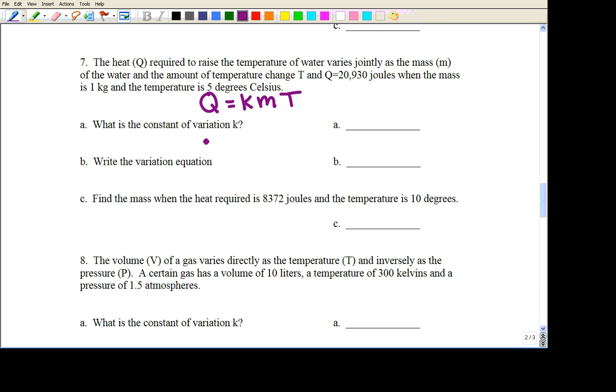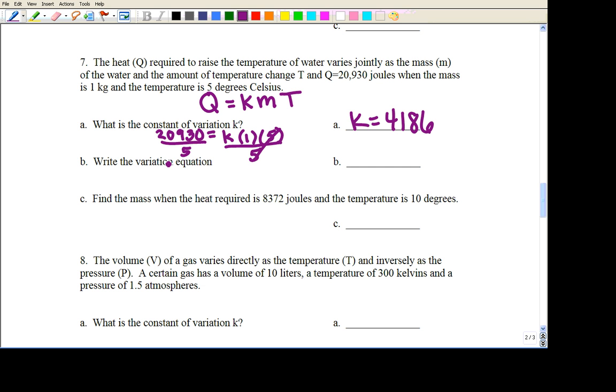Okay, so to figure out the constant of variation K, we're going to plug in for Q the 20,930. So we have 20,930 equals K times, it gave us a mass of 1 and a temperature of 5. So then to get K by itself, 1 times 5 is just 5. So if I divide both sides by 5, that should give me K. And so here when I divide this by 5, I'll get that K is equal to 4,186.